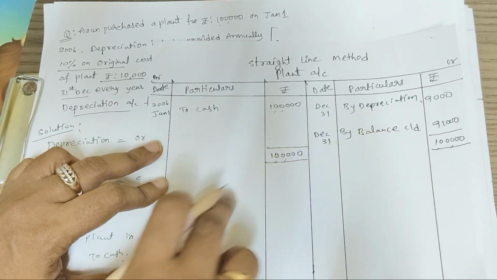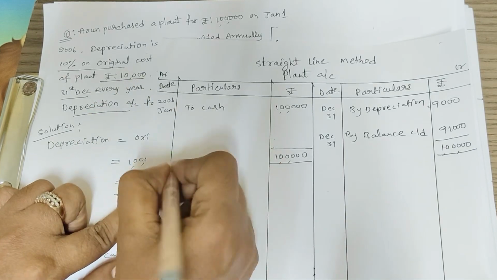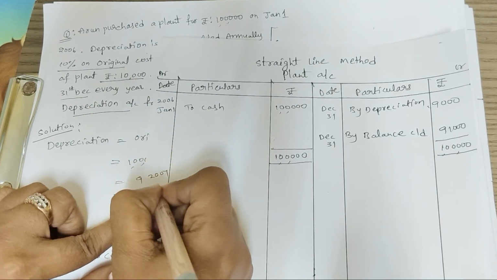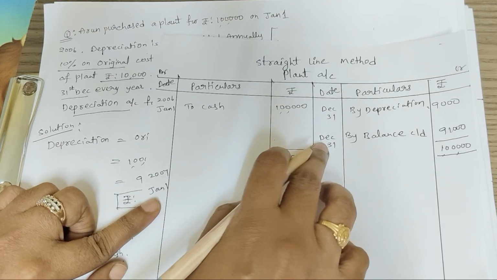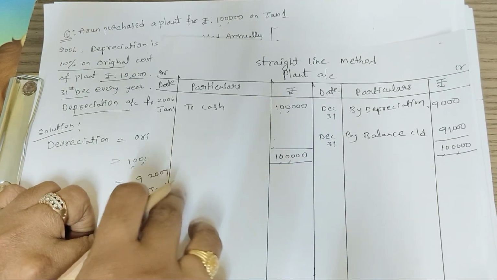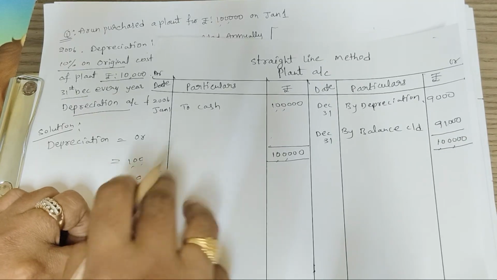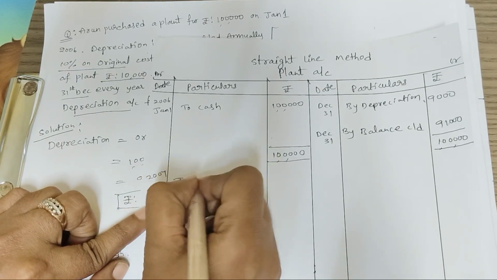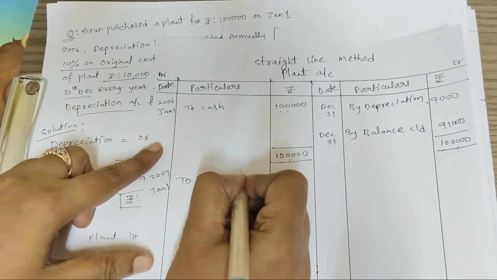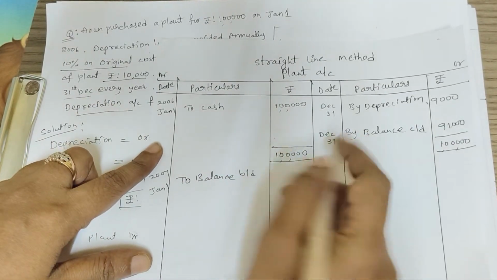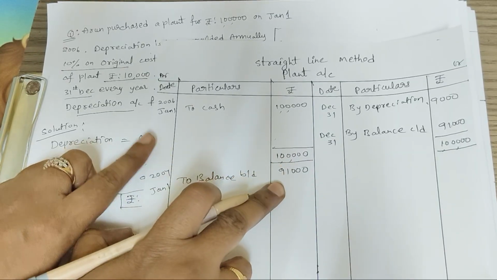So, this is carried to next year. What is the next year after 2006? 2007, Jan 1st. Here 31st December means that is transferred to next year starting month, January 1st. What we should write here? To balance brought down. What is the value? 91,000. After writing total only we are taking this value.